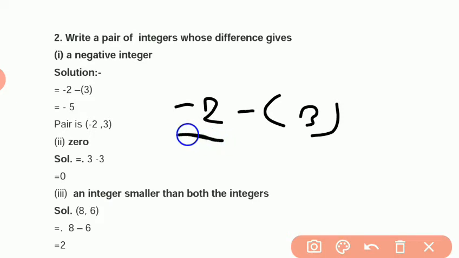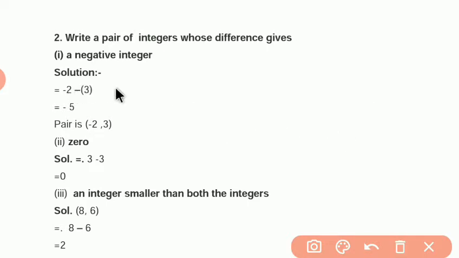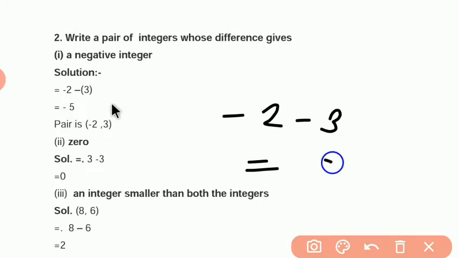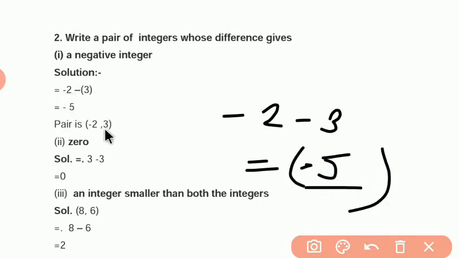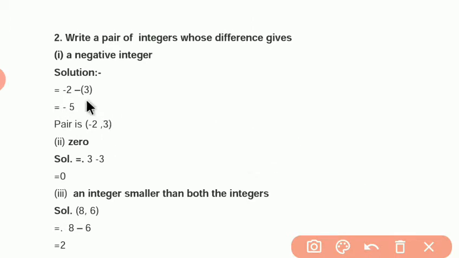And we know that we will get a negative integer only if we take one integer as negative and the second one as positive, because we are writing a minus sign in between them. So minus 2 minus 3. We know that minus minus is plus. So 2 plus 3 is 5, and the sign will be minus. So minus 2 and 3 are the pair of integers. If we subtract these numbers, we will get the answer as a negative integer.